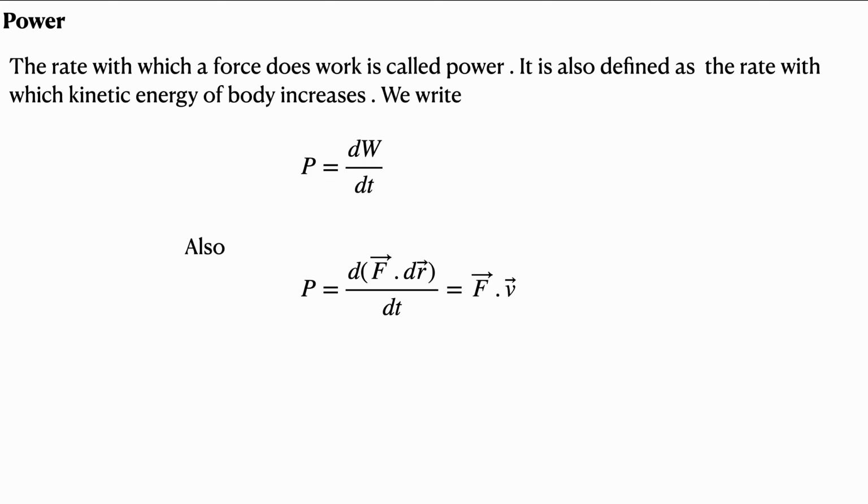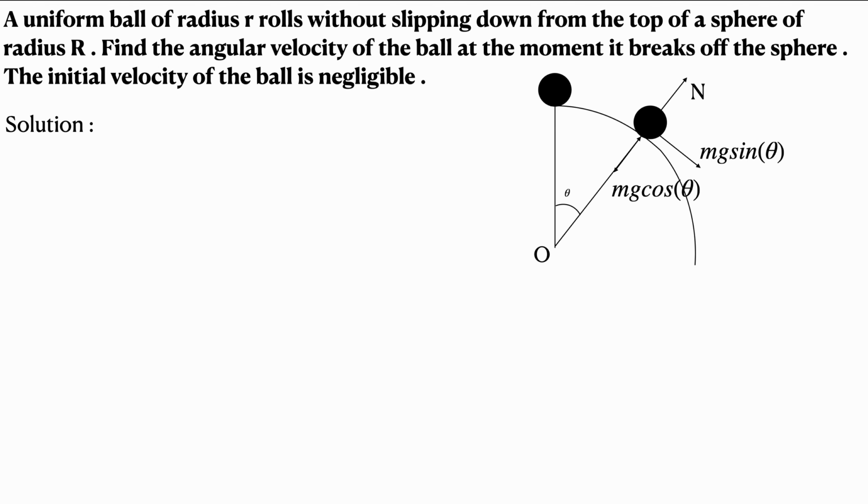Power. The rate at which a force does work is called power. It is also defined as the rate at which kinetic energy of a body increases. We write P equals dW by dt. Also we can write P equals F dot dr divided by dt, which equals vector F dot vector V, where vector F is the external force and vector V is the velocity of the particle at any instant of time t. So this formula gives the instantaneous power generation or power consumption.